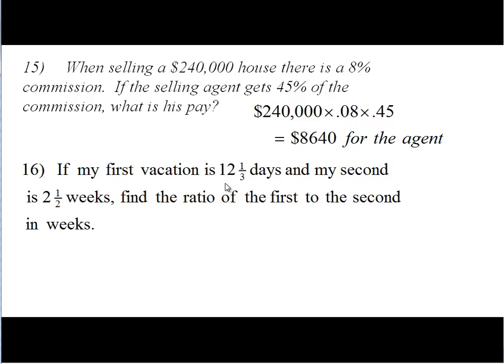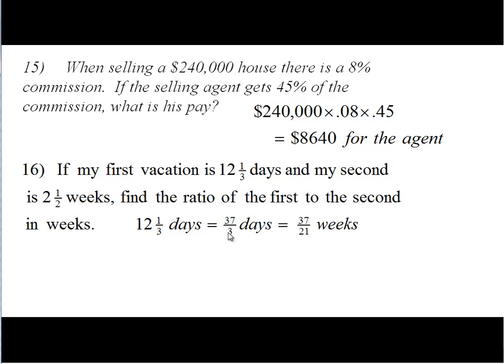Okay, my first vacation is 12 1/3 days. My second vacation is 2.5 weeks. Find the ratio of the first to the second and make sure you're in weeks. Okay, the first one, we have to convert 12 1/3 days into 12 times 3 is 36 plus 1 is 37/3 days.